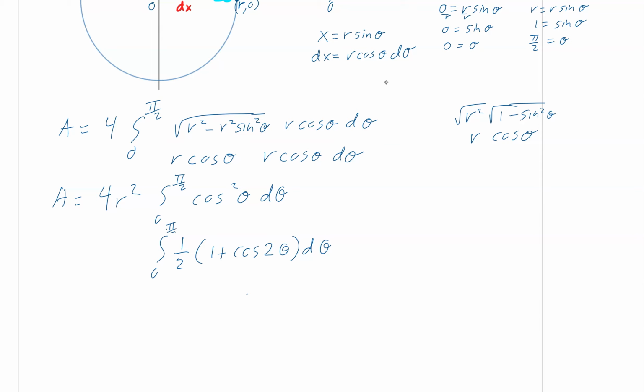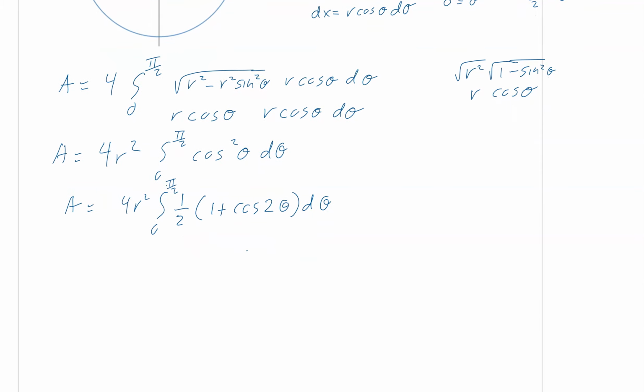0 to pi over 2, 4r squared. And just to make it look a little nicer, we can actually bring that half out. We can do that all at once. So that would be 2r squared, bracket. And then now the integral of 1 would be theta. And the integral of cosine 2 theta would be 1/2 sine 2 theta. And we're going from 0 to pi over 2.